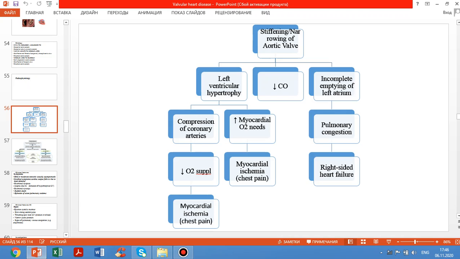Also, there can be high myocardial oxygen needs. That is why also myocardial ischemia and chest pain. Incomplete emptying of the left atrium. Due to this, pulmonary congestion and right-sided heart failure.